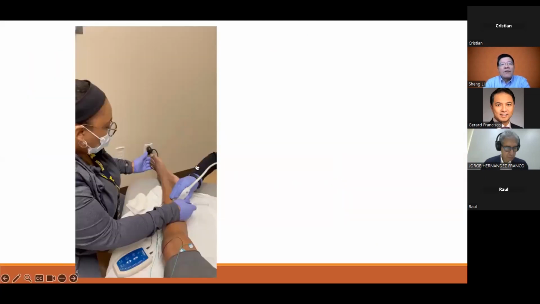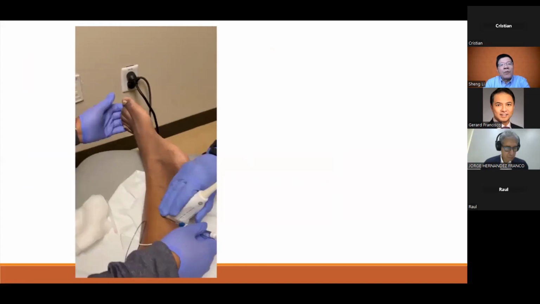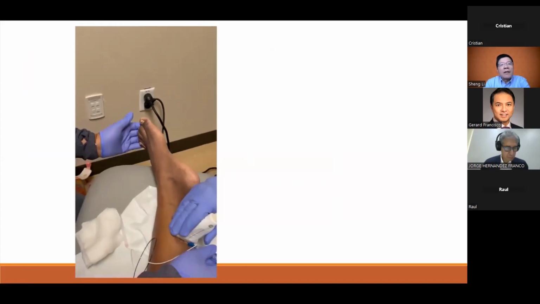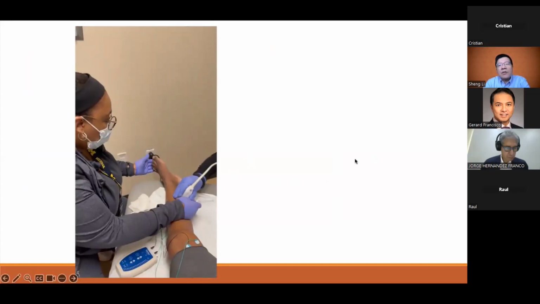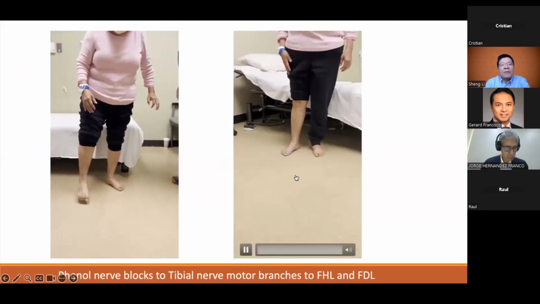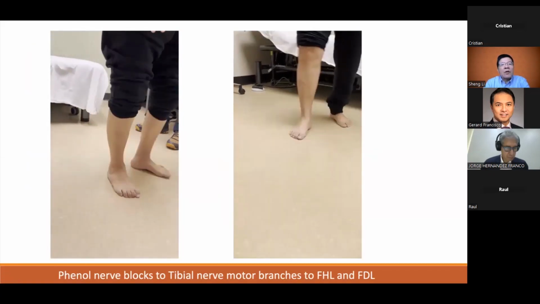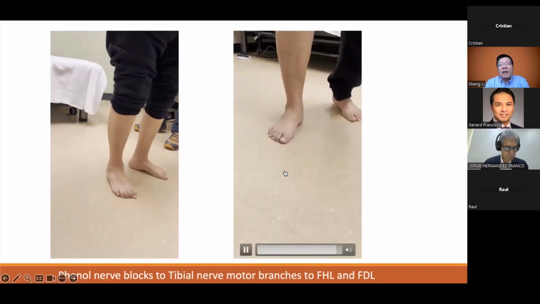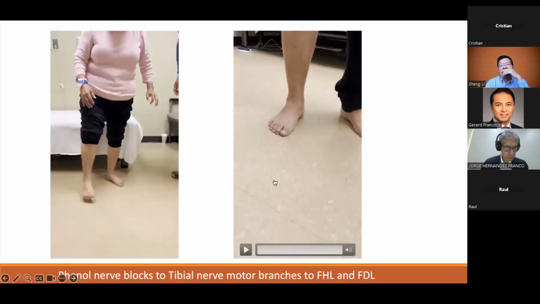And this video shows the former brain injury fellow, Dr. Ebony Reed, doing a phenol block to the tibial nerve motor branch to the toe flexors. And we can see this patient got a good outcome. On the left, the patient has toe curling during walking, but on the right, this has been significantly improved.